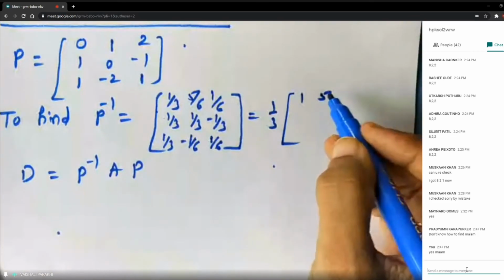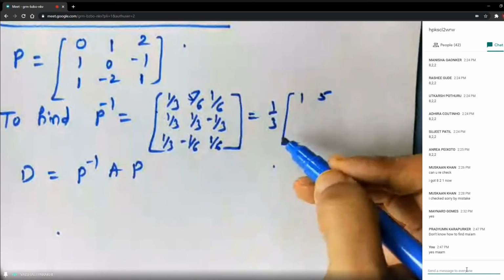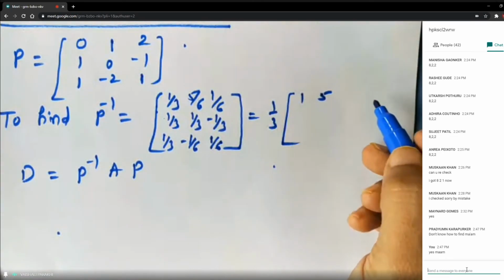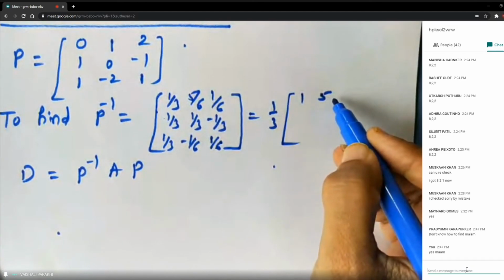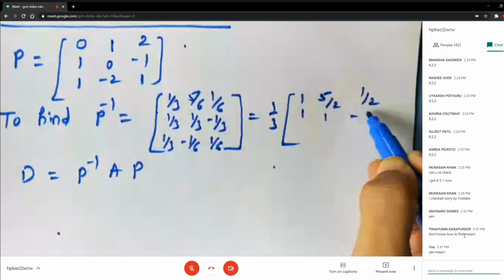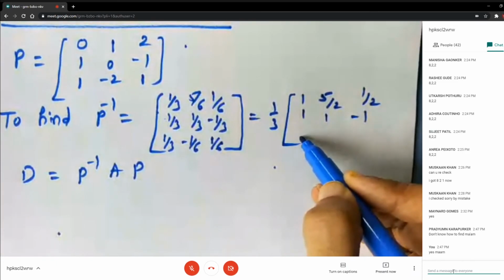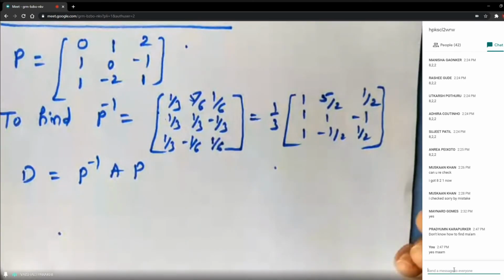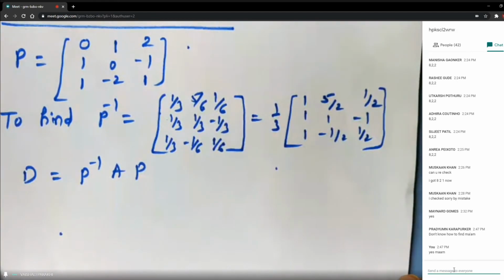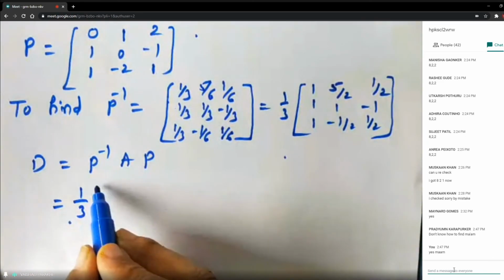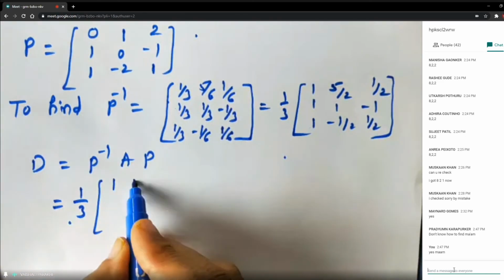Here I am multiplying and dividing this matrix by 3. I am dividing outside and multiplying inside by 3. So it will be 5 by 2, 1 by 2, 1, 1, minus 1, 1, minus half and half. This is not a compulsory step, but I am telling you just to reduce the fractions. Okay, so now let us substitute the 1 by 3 P inverse matrix.